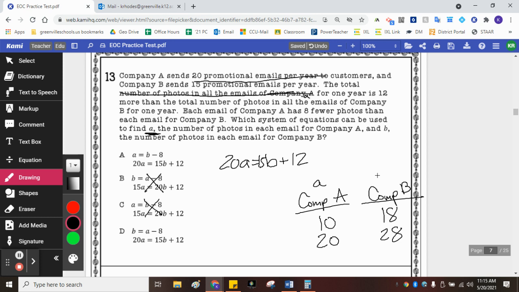So our equation: is it A equals B minus 8, or B equals A minus 8? If I take A, 10, and B, 18, and minus 8, I get 10. If I took A and minus 8, I would not have gotten B. So there's your equation. Not the easiest question, but you can do it.